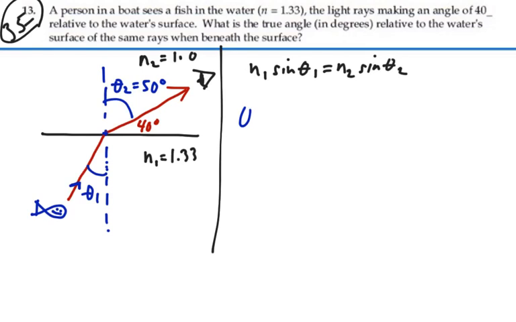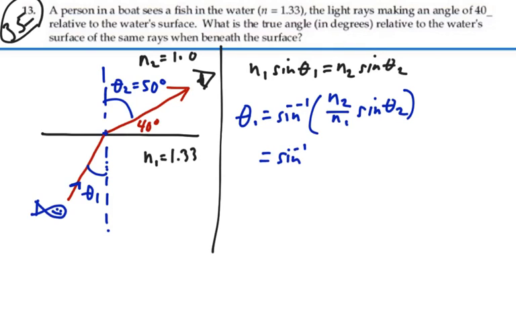So it will be true that theta 1 will be the inverse sine of index 2 divided by index 1 times sine theta 2. That's going to be the inverse sine of 1 divided by 1.33 times sine 50 degrees. And what is that? Sine 50 divided by 1.33, inverse sine, 35.2 degrees. That's our theta 1, 35.2 degrees.